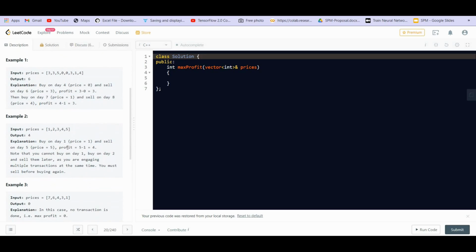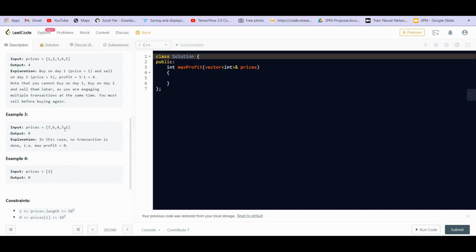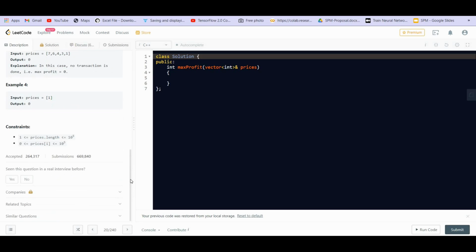Let us see some examples. In example 2, we can achieve the maximum profit by using one transaction, purchasing on day 1 and selling on day 5. It will give us a profit of 4. In example 3, we cannot make a profit here. The reason is it is a decreasing array, and any day we purchase, we won't be able to sell it at a higher price. That makes the profit 0, using no transaction.